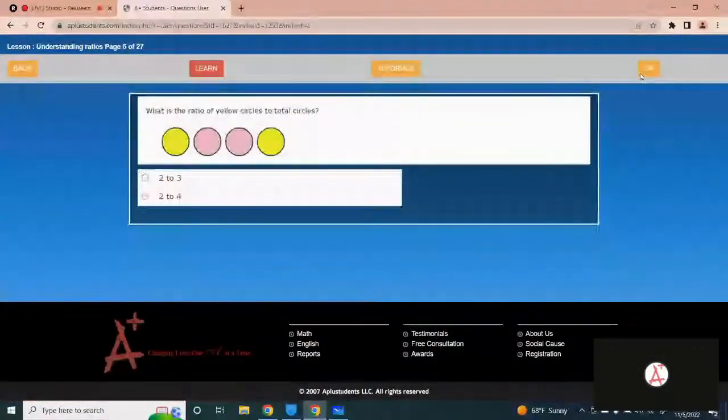What is the ratio of the yellow circles to the total circles? So how many circles are yellow? Two of them are yellow and the total is 4. So the ratio is 2 to 4. Got it? Jamila, it is not 2 to 2, it is 2 to 4. You have to write the ratio of the yellow to the total circles. The total is 4. Demi also did the same. It is 2 to 4. Two of them are yellow, but in total they are 4. So it would be 2 to 4. Just select the correct option and click on the OK button.